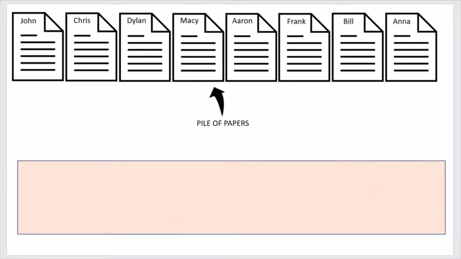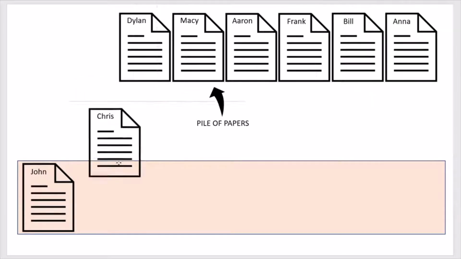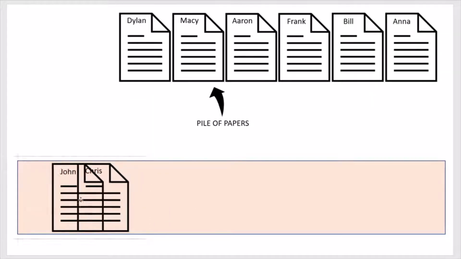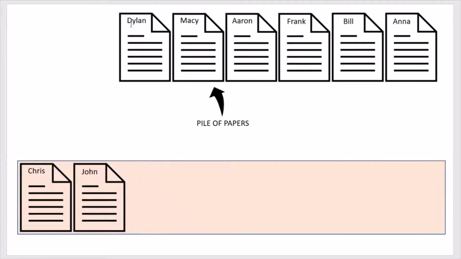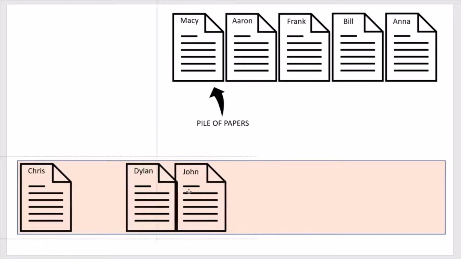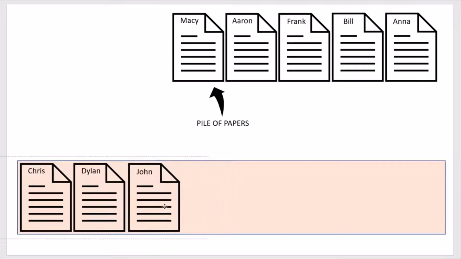Another possible way of sorting them would be to take the top paper from our pile and shuffle it into its proper place. So, for example, we take our first paper here by John and throw it into our new pile. We then add Chris's paper and shuffle it into place, going before John alphabetically. We continue taking papers from our original pile and we insert them into their alphabetical order in the new pile.